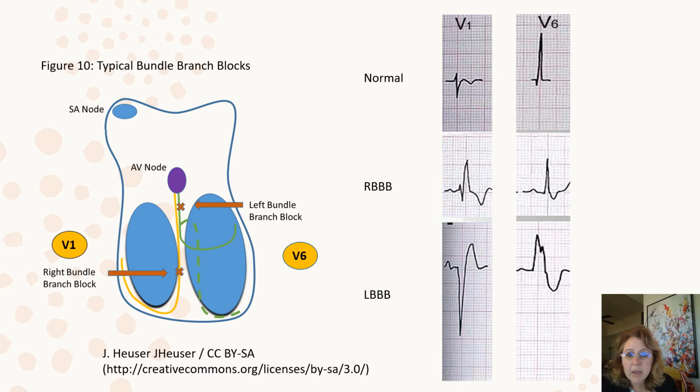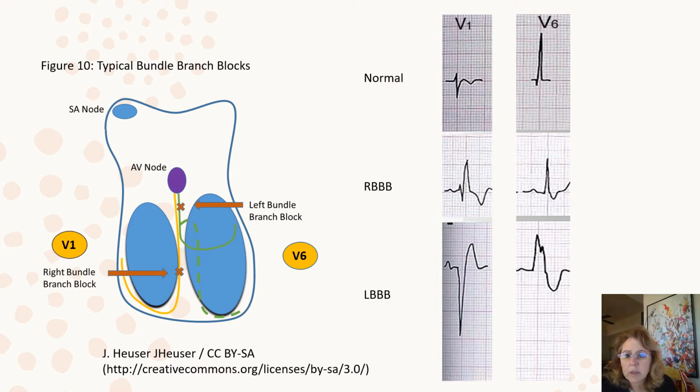You notice that the right bundle branch block in V1 has almost an M shape to it, or some people call those rabbit ears. So it's an RSR prime, with that second R prime being a large R. And V6 looks kind of like the normal, maybe with a little bit of an S component at the end of it. Left bundle branch blocks in V1 are very deep and very wide.